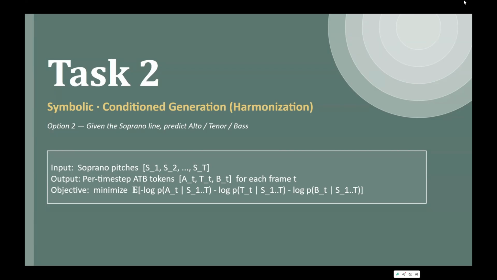The model learns how to add harmony under a given melody using the style of JSB chorales. For each time step, the input is the soprano pitch and the output is the predicted ATB notes. After generation, we combine the soprano with the generated harmony and export the 4-voice result as a MIDI file.